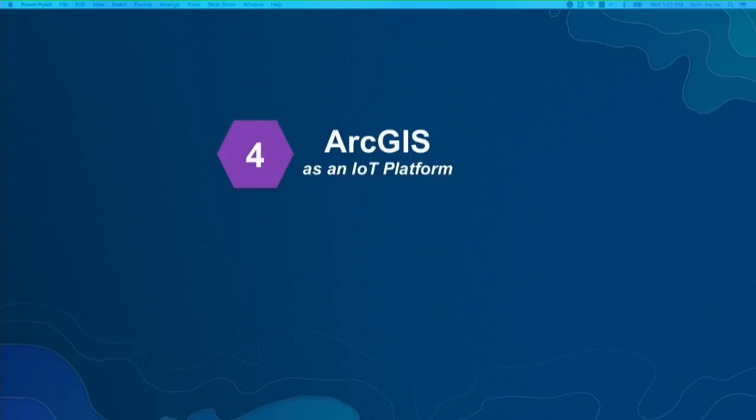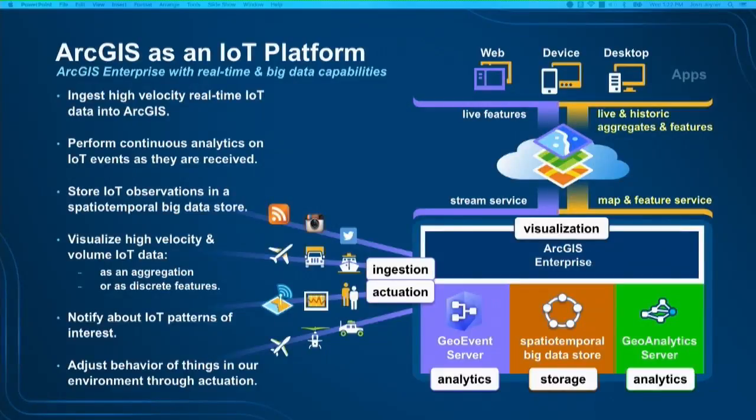So I'm going to take a little deeper dive at one specific architecture that Adam was describing, and this is really using ArcGIS as an IoT platform. When you look at ArcGIS as an IoT platform, ArcGIS Enterprise has the support to do both real-time and big data capabilities. We do that through three components, primarily: the GeoEvent Server, the GeoAnalytics Server, and the shared spatial temporal big data store.